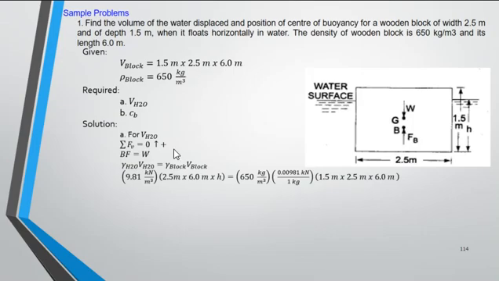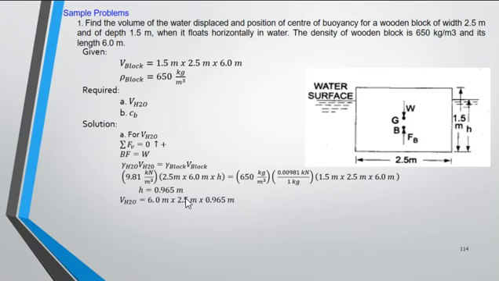So let's substitute all the given. The specific weight of water is 9.81 kilonewtons per cubic meter. Then the volume of water is 2.5 times the length, which is 6 meters, times the height h, equals the specific weight of the block. We just multiply the density by the acceleration due to gravity, or simply we convert the mass to weight. And the volume of the block is given as 1.5 by 2.5 by 6 meters. So we solve for h. h is equal to 0.965 meters.